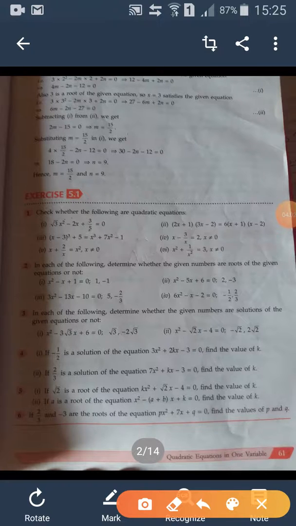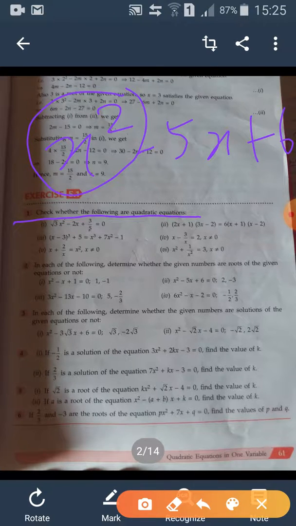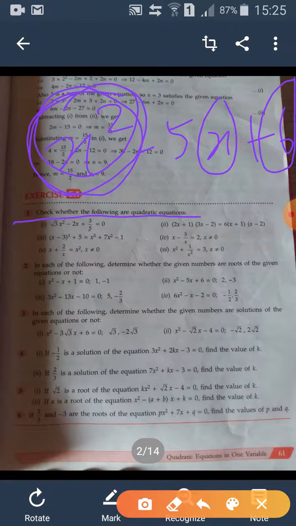So now look at the first question. Check whether the following are quadratic equations or not. So what does a quadratic equation have? For example, the previous one which I wrote on the board, x square minus 5x plus 6. What does this equation have? This equation has an x square, an x, and a normal number like 6. So these are the three things which should be present in an equation so that you call it a quadratic equation. What are they? X square, x, and a number.